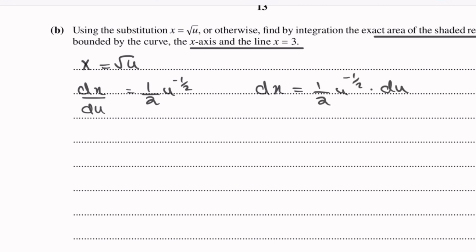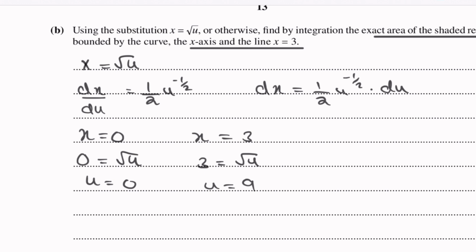times du. Now x equals 0 and x equals 3 are the limits, but I want to change them to be in terms of u. And so 0 equals root u, u will equal 0, 3 equals root u, u will equal 9. And so here we're going to be integrating with respect to u. But first let me just copy down the equation of the function. y equals x times e to the power of negative 1 over 4x squared, right?